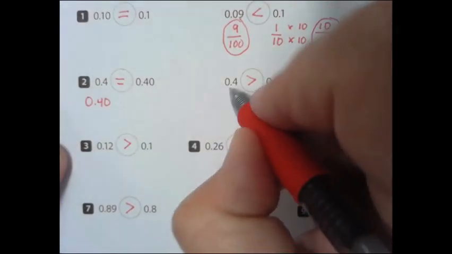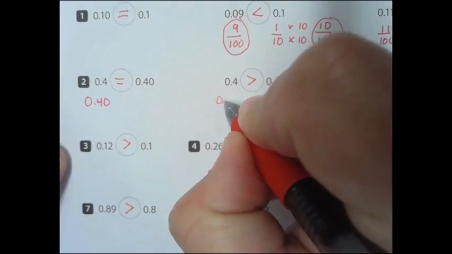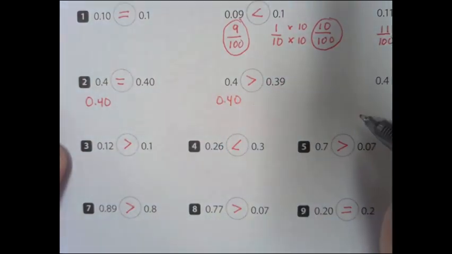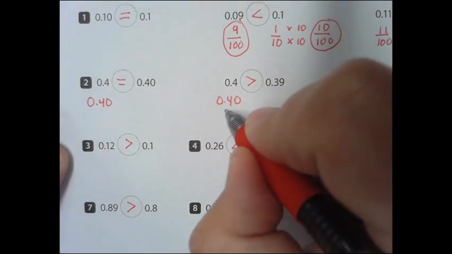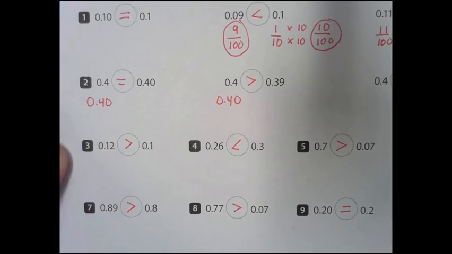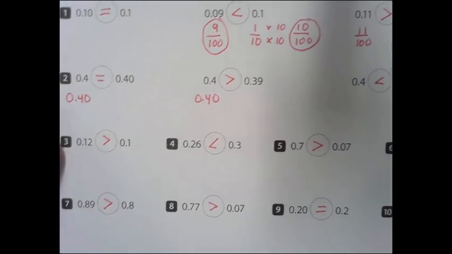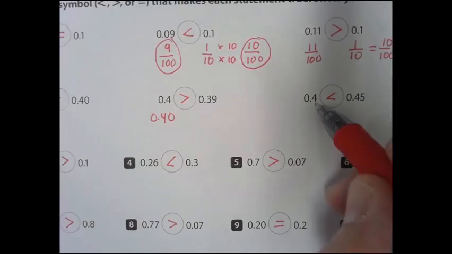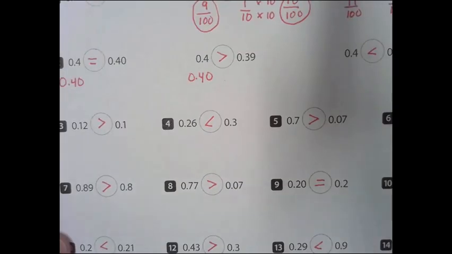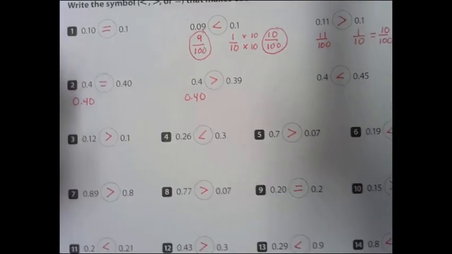And if you did that over here, again, 0.4 is 4/10ths, but when you add a 0, it becomes 40/100ths. And then as you can see, 40/100ths is greater than 39/100ths. So it kind of makes it a little easier to compare when you do that. So again, 4/10ths is less than 45/100ths. Let me zoom out here for a second.